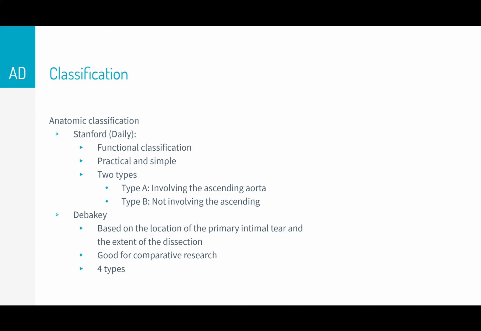So we would consider that as a type A aortic dissection. For the Baker classification, it is mainly based on the location of the primary intimal tear and the extent of the dissection. It is good for comparative research because it's more detailed, and we have in it 4 types.